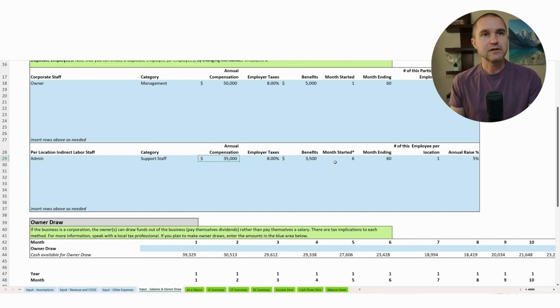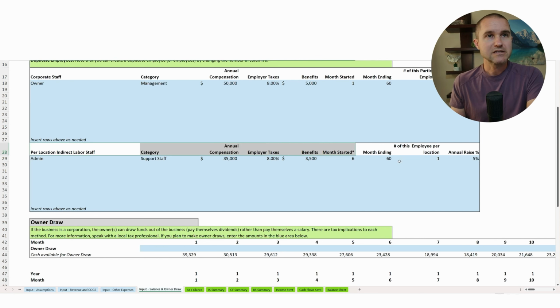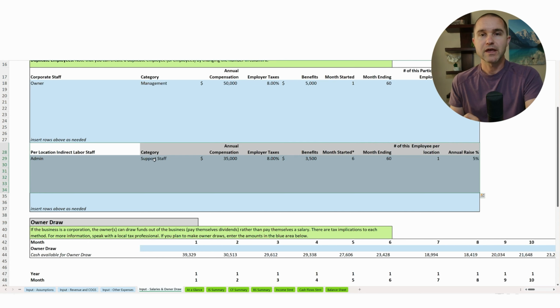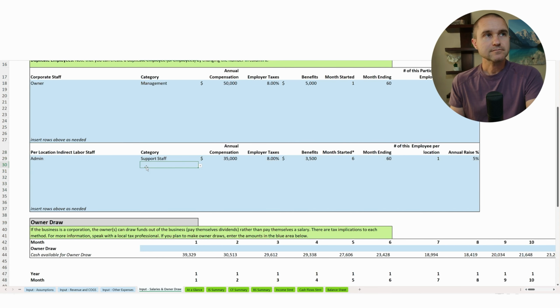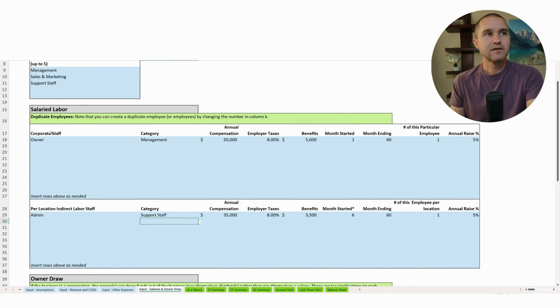at $35,000 a year. And we have this position starting in month 6 for each location. So when the first location opens, 6 months later, you're going to hire an admin for that location. When the second location opens, 6 months after that, you're going to have another admin for that location. So that's the way this section works. It is a per location staff, whereas this corporate staff, it's just one owner that's supporting all of the different locations, right?